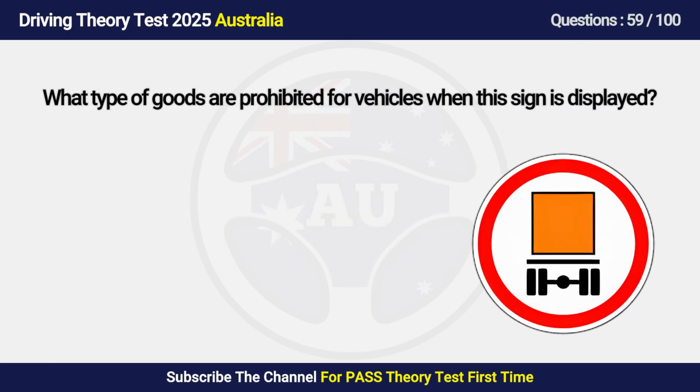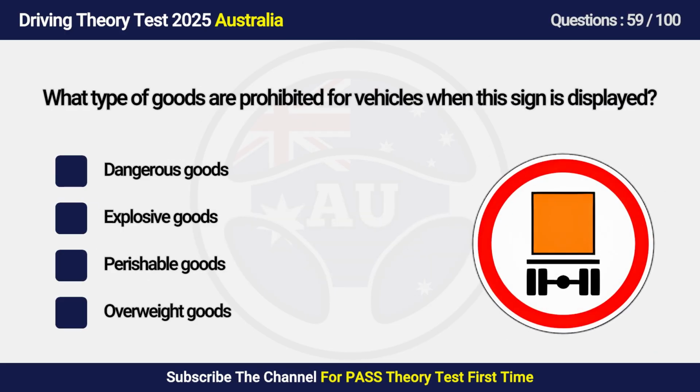Question 59. What type of goods are prohibited for vehicles when this sign is displayed? A. Dangerous goods. B. Explosive goods. C. Perishable goods. D. Overweight goods.